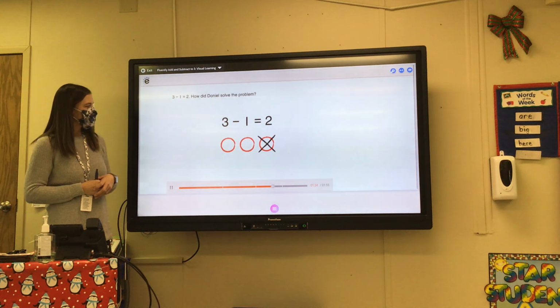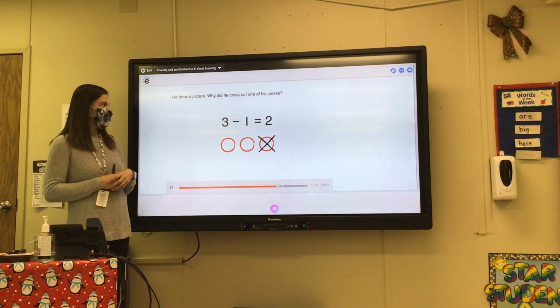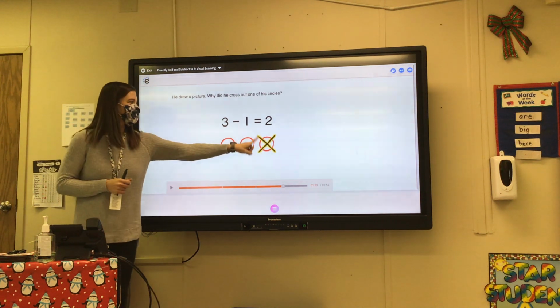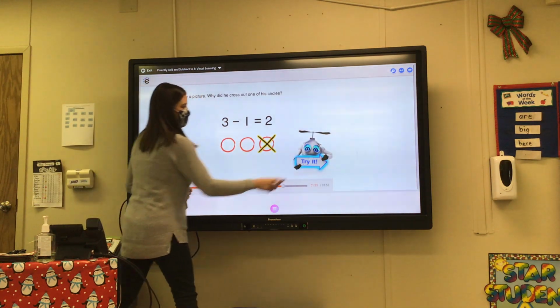How did Daniel solve the problem? What did he use? He drew a picture. Why did he cross out one of his circles? Because he had to take away 1, minus 1. So let's try it.